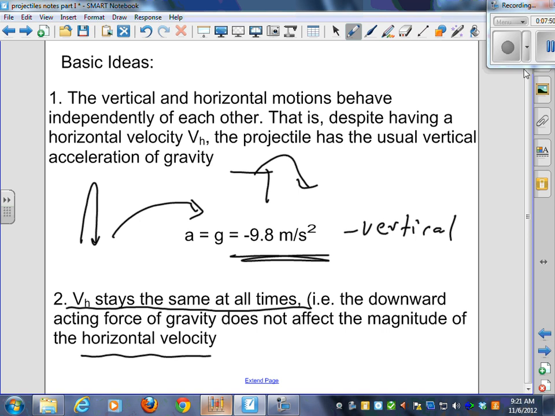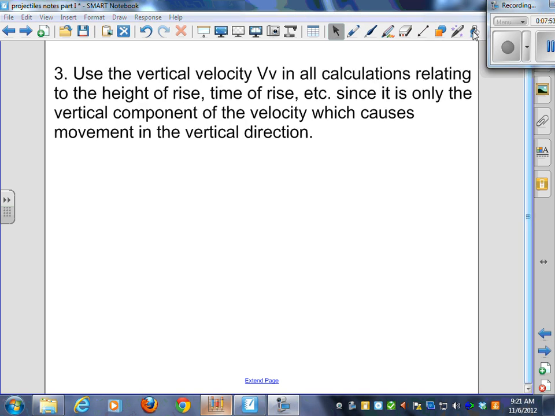Any questions? Use the vertical velocity VV in all calculations relating to height of rise, time of rise, anything that has to do with the rise. You only use the vertical component. It is only the vertical component of the velocity which causes movement in the vertical direction. Okay? Only VV with height of rise, time of rise, anything to do with it actually going up.